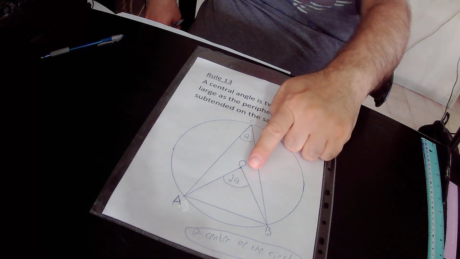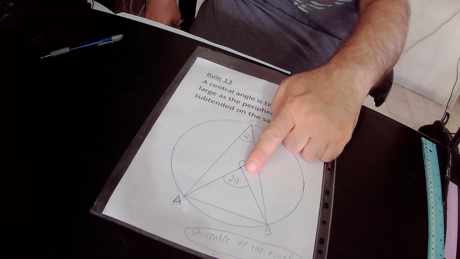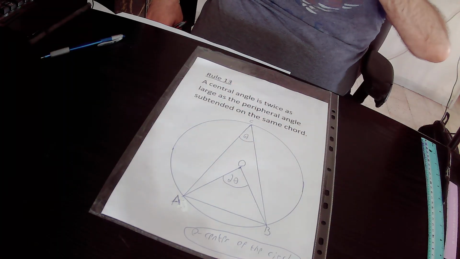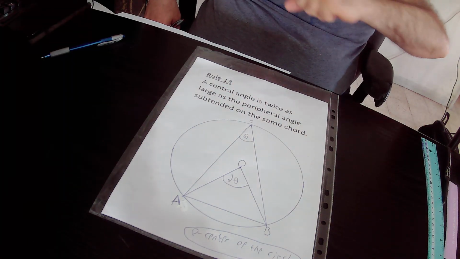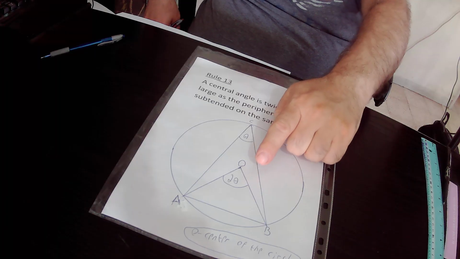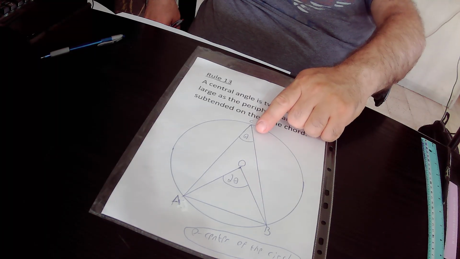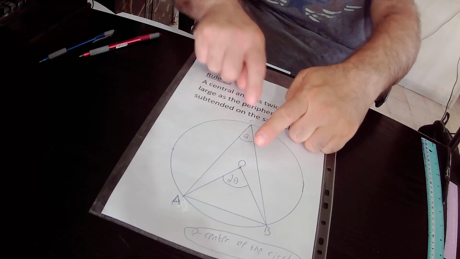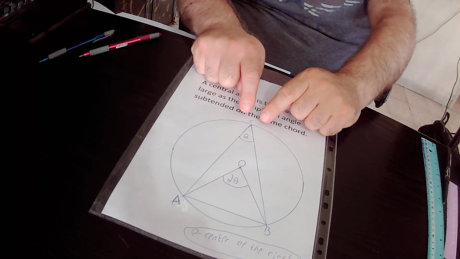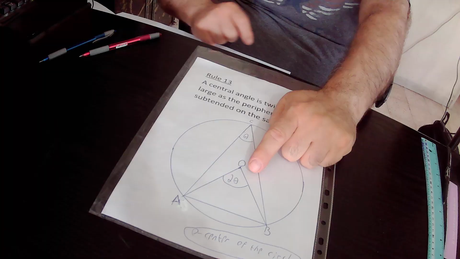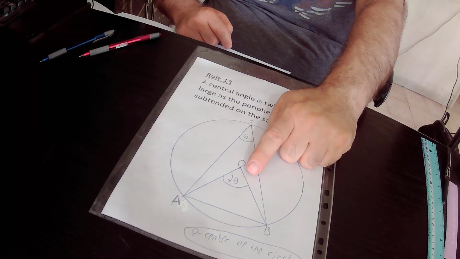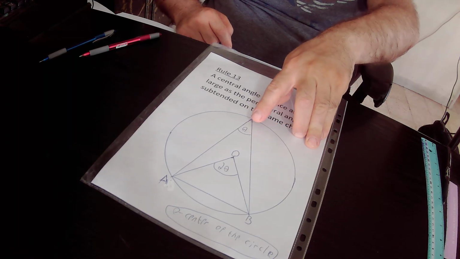Likewise, we have here also central angle AOB, and this central angle AOB is also subtended on the same chord AB. According to this rule, the size of central angle AOB must be twice as large as the size of peripheral angle ACB. Why? Because those two angles are both subtended on the same chord AB. The size of peripheral angle ACB is theta, and therefore the size of central angle AOB must be equal to 2 theta, exactly twice as large.